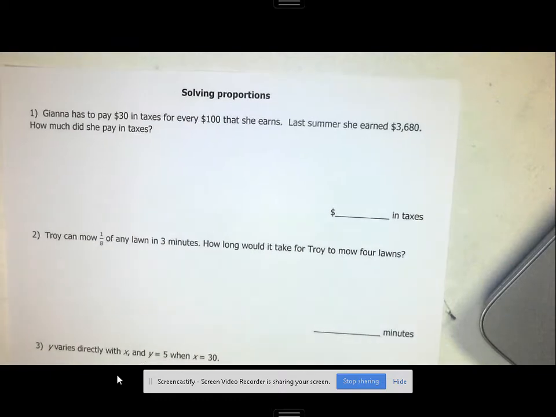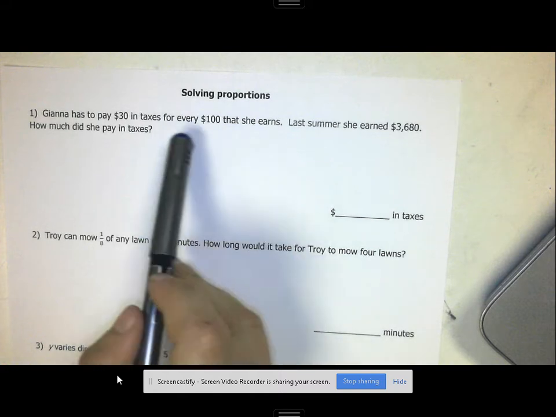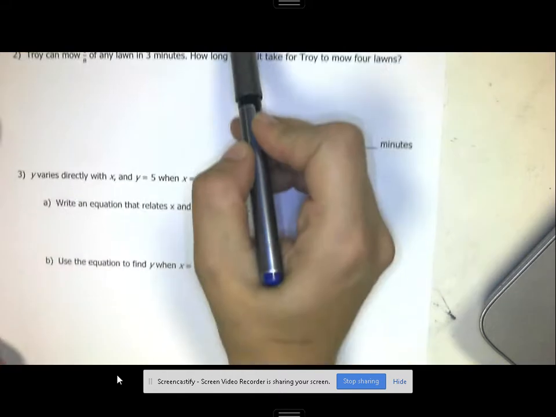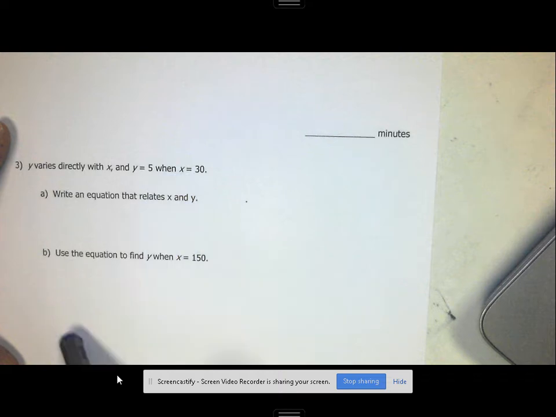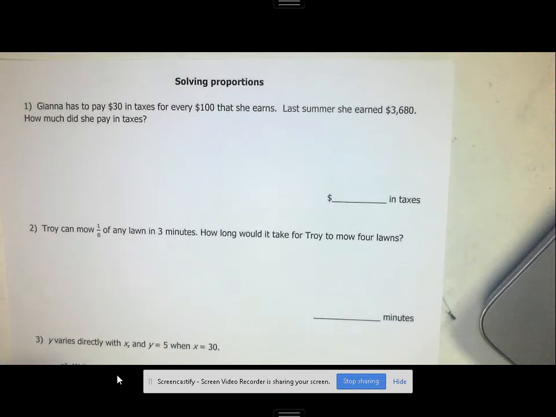Okay, in this video, I'm going to go over how to solve proportions using two different methods. First, I'm going to talk about how to cross multiply, and then I'm going to talk about how to use an equation for a proportion to solve for an unknown. So let's start with the first example.